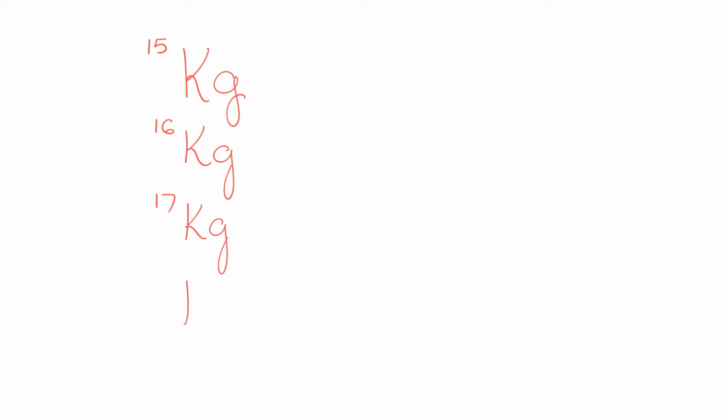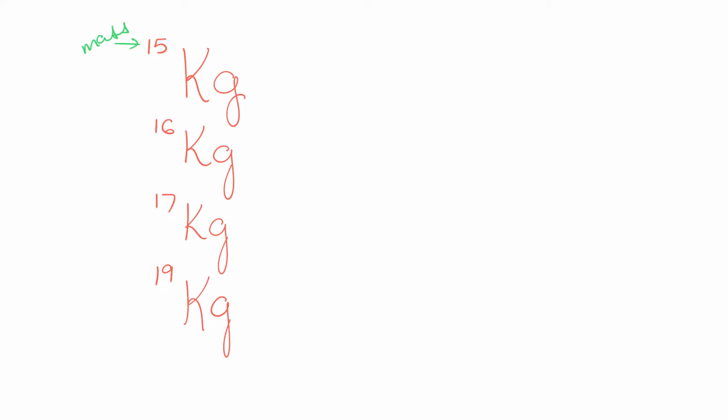So I'm going to make up an element. I'm going to name it Kg. This is an invented element. Those are my initials. And I'm going to say that there's four isotopes of this. There's Kg 15, there's Kg 16, there's Kg 17, and there's Kg 19. Okay, so remember, this number represents the mass, okay?